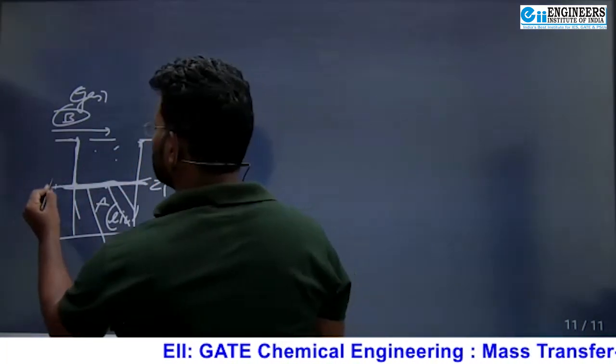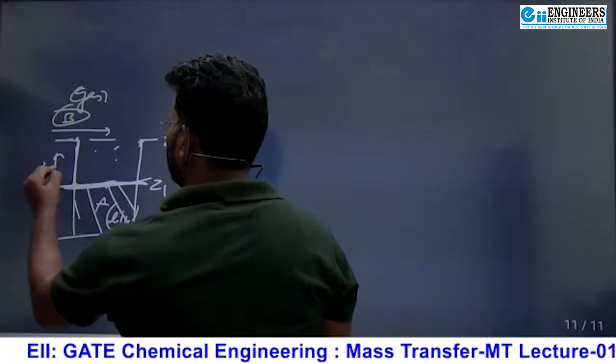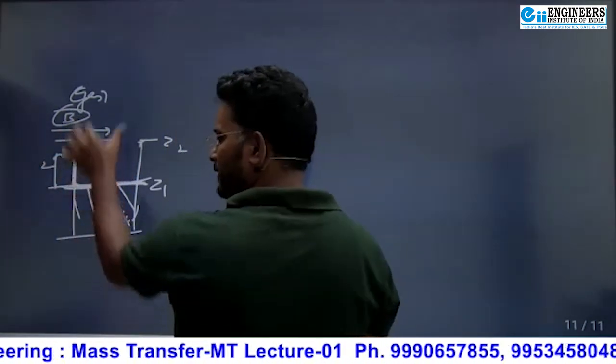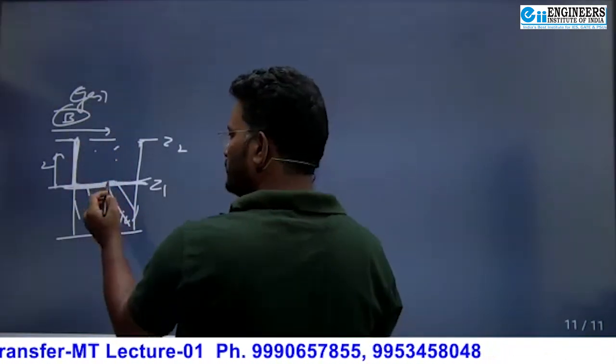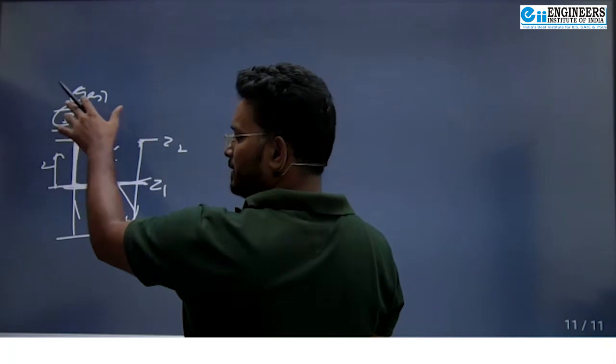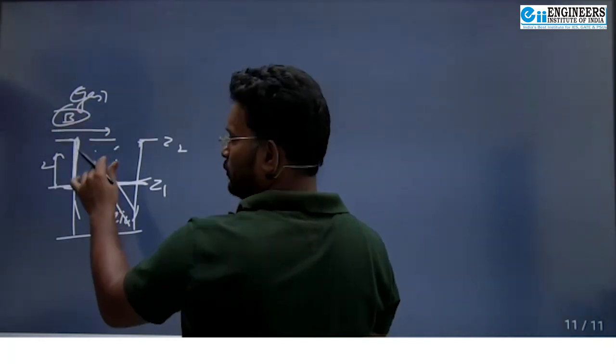It is Z1. This is the direction of diffusion. यहाँ से यहाँ diffusion होगा. And diffusion का area क्या है? Constant है कि नहीं? Diffusion area is constant. बोलो. Diffusion area is constant.